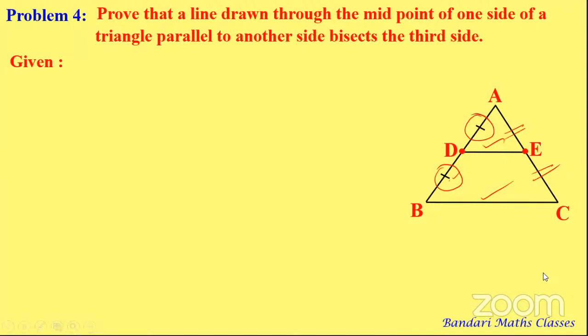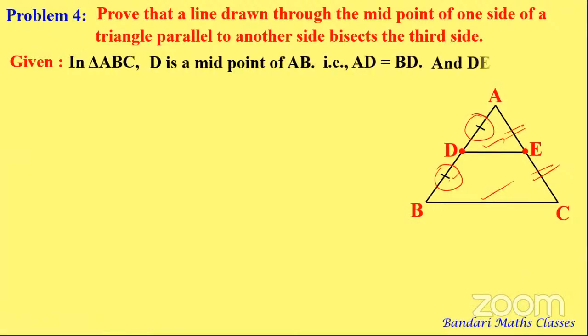Right. Let us see now. What is given in triangle ABC? D is the midpoint of AB, that is AD is equal to BD. And DE parallel to BC is also given. Now required to prove is E bisects AC. Bisect means E is the midpoint of AC. Right. AE is equal to EC.